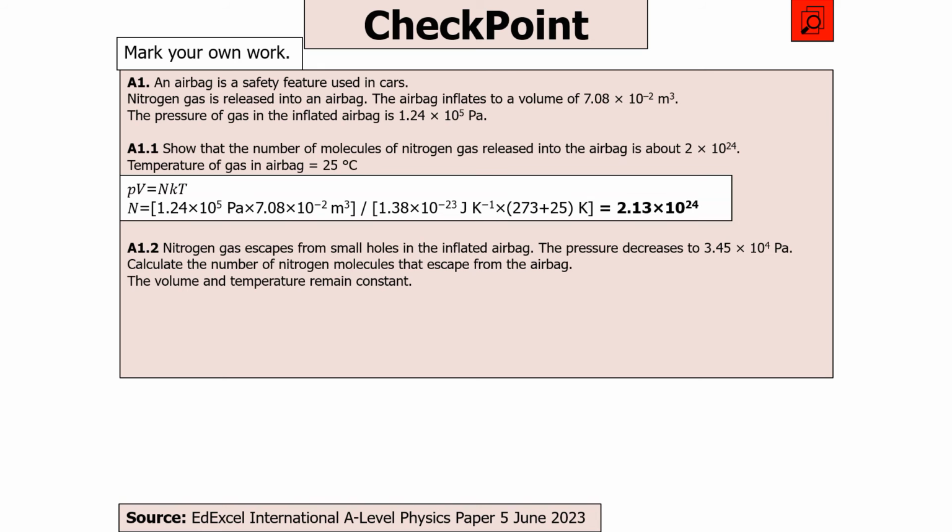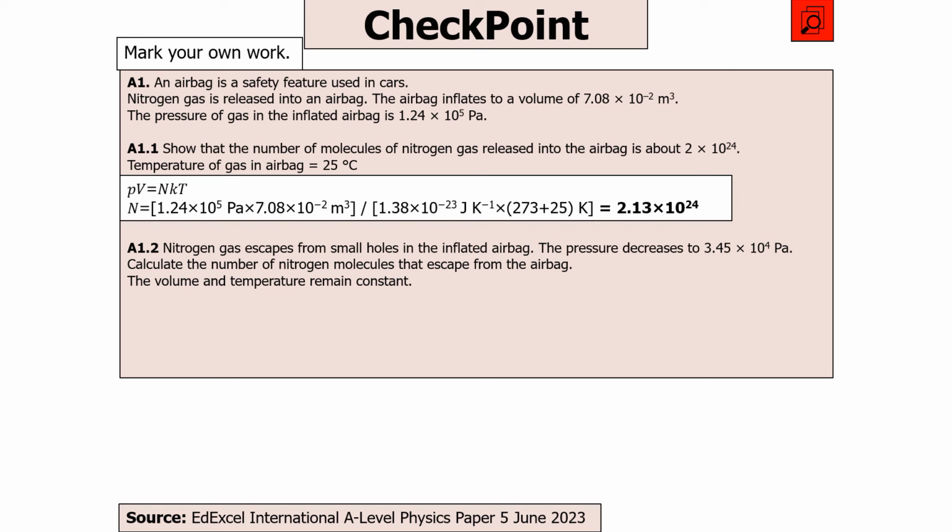Right, we know PV equals NkT, so therefore N is going to be equal to PV over kT. Pop in all the values. Now again, remember that we work our temperature out in Kelvin, not degrees Celsius. So pop in all the values and you get 2.13 times 10 to the 24.